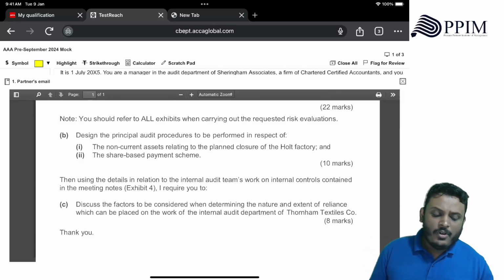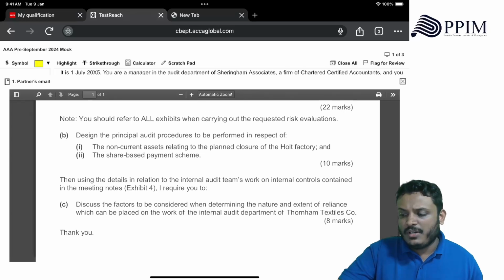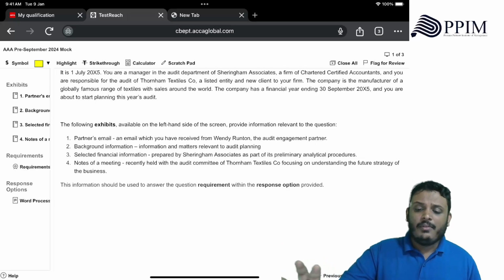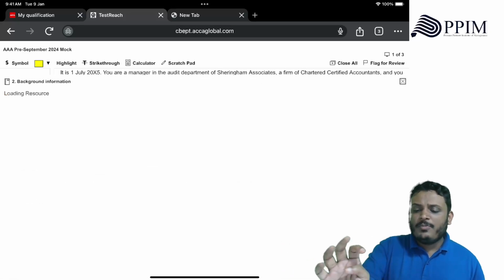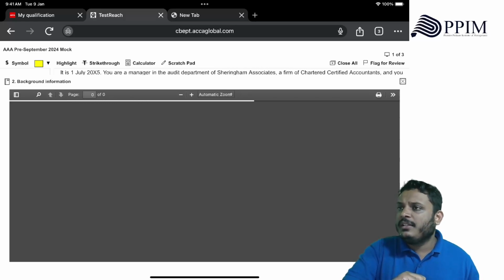So here, before we rely on internal audit work, what sort of matters do we need to concentrate on and consider? That is our first exhibit: notes of the meetings, where details are given, partner's email. Now let's move to background information. The second exhibit is background details.